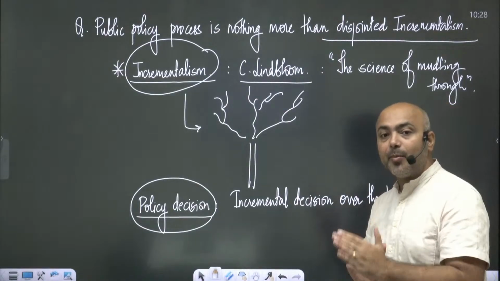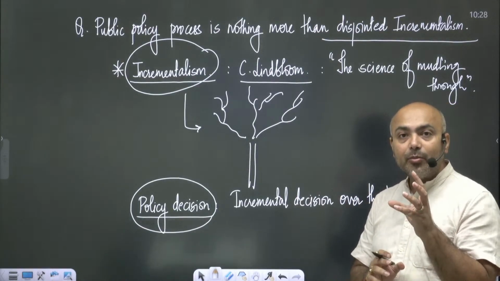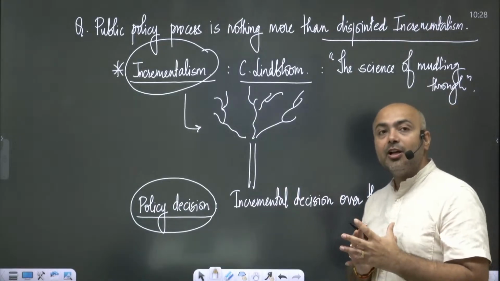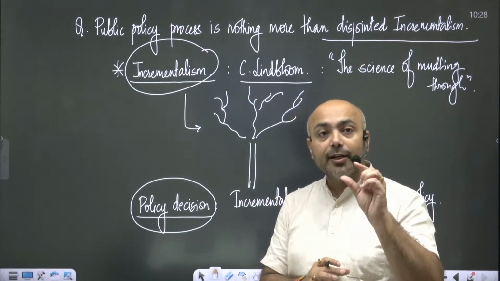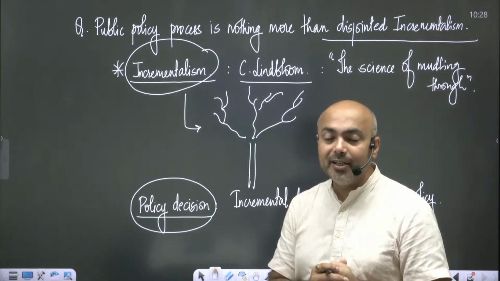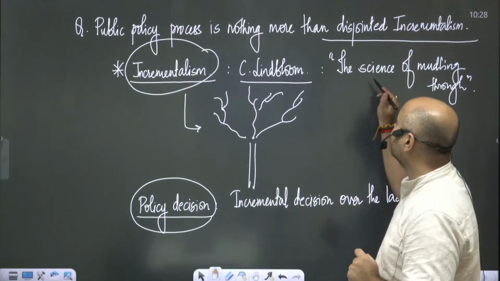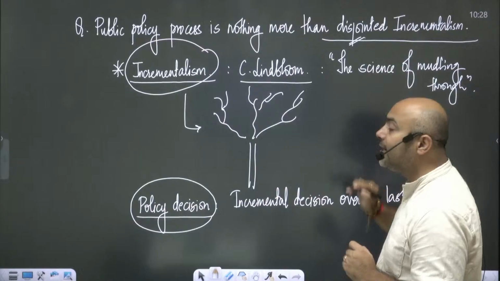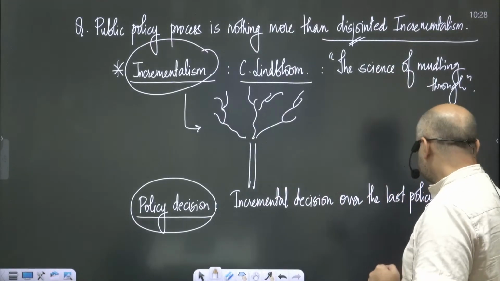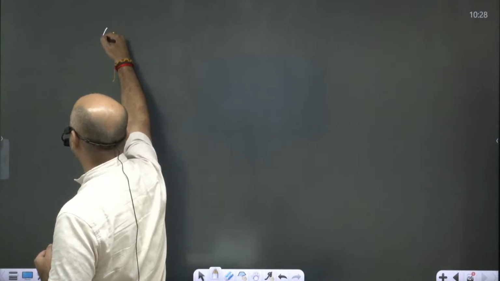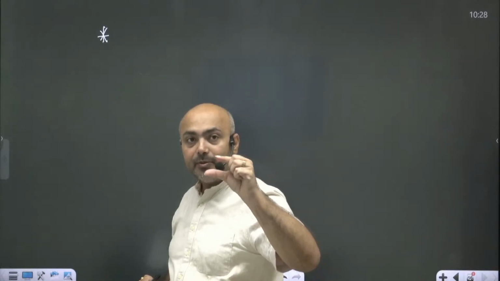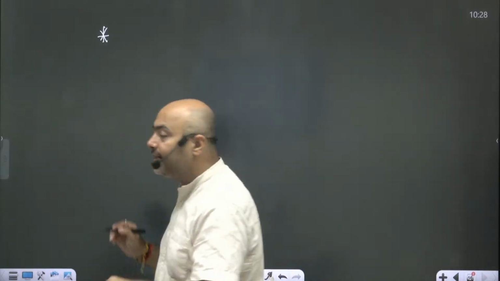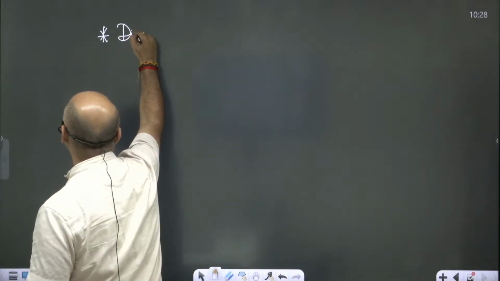You will write about incrementalism in the body part of your answer. You will describe Charles Lindblom's ideas. Now, after you have described what incrementalism is, the question demands that you explain what is disjointed incrementalism. So in the body part of your answer, after I have explained incrementalism, we come to the second part, where I explain disjointed incrementalism. So what is disjointed incrementalism?